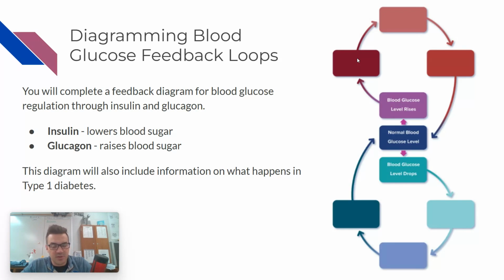Some other things that are going to be involved in addition to the pancreas. So some other terms you should have in your diagram. You should include, of course, insulin and glucagon. You should talk about the beta cells of the pancreas. You should talk about the alpha cells of the pancreas. And you should also talk about, of course, glucose, but also glycogen.